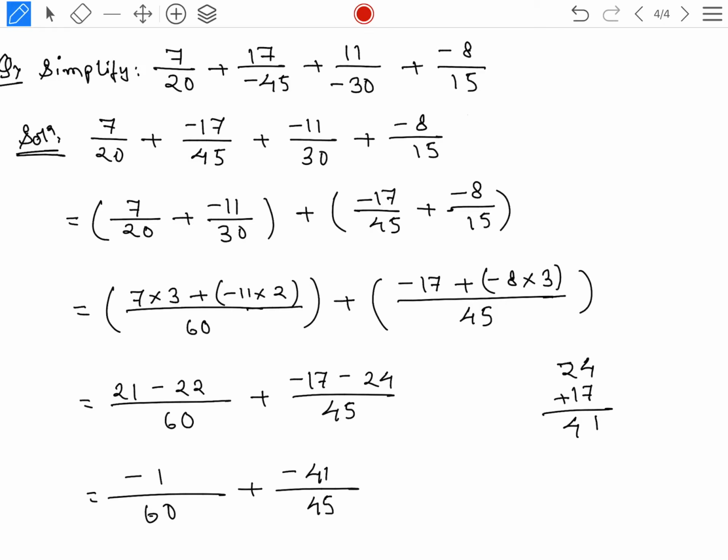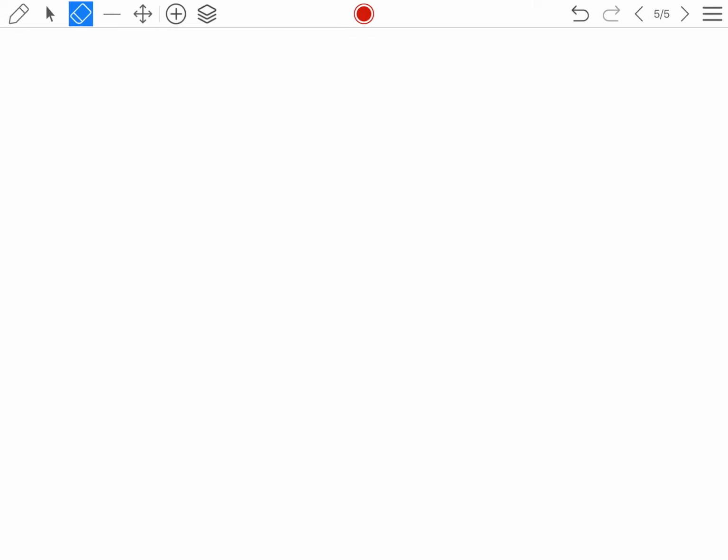Understood? Now what will be the LCM of 60 and 45? What will be the LCM of 60 and 45? See, we need to find the LCM of 60 and 45. 60, 45. So we know that both numbers are divisible by 5. Yes or no? So 5 ones are 5, 5 twos are 10.